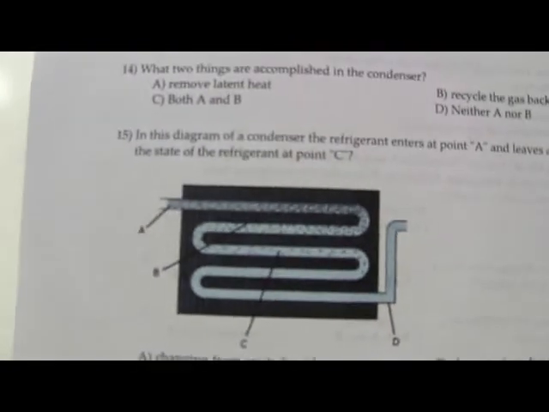In this diagram of a condenser where the refrigerant enters point A and leaves point D, what is the state of the refrigerant at point C? And that's a picture of the diagram, and that's point C. You got it? Number 15? That's actually changing from a gas to a liquid. You've got to recognize that's a condenser. As the refrigerant passes through the condenser, it condenses from a gas to a liquid. Okay, number 17, the compressor in an AC system is needed to do what?